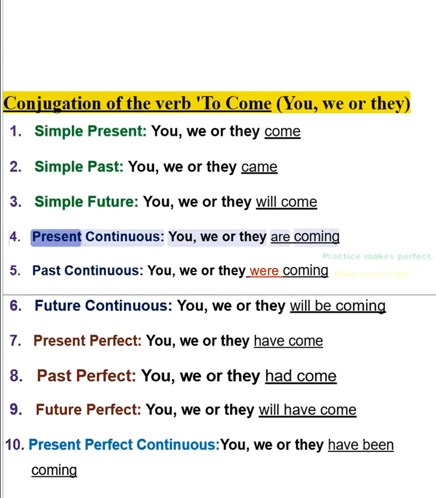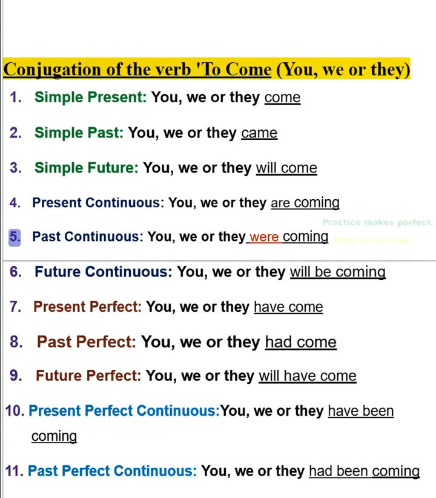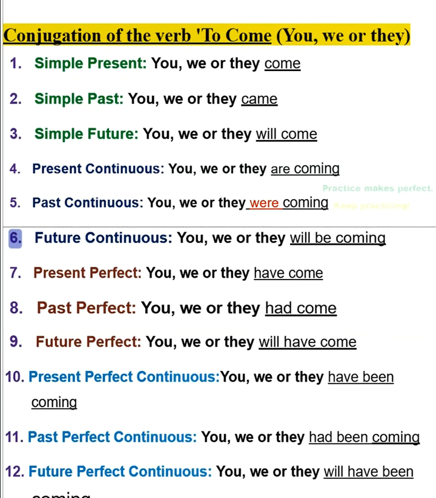4. Present continuous, you, we or they are coming. 5. Past continuous, you, we or they were coming. 6. Future continuous, you, we or they will be coming.